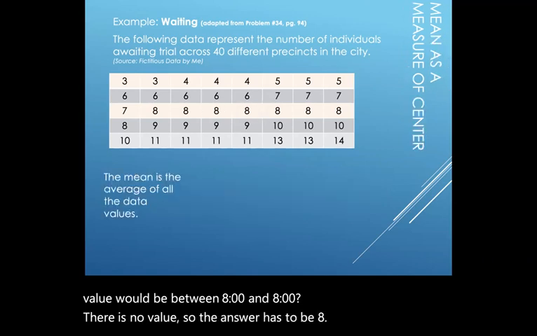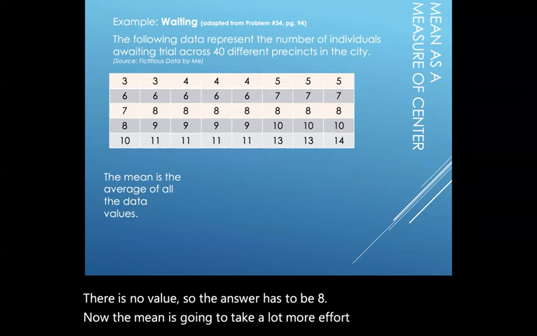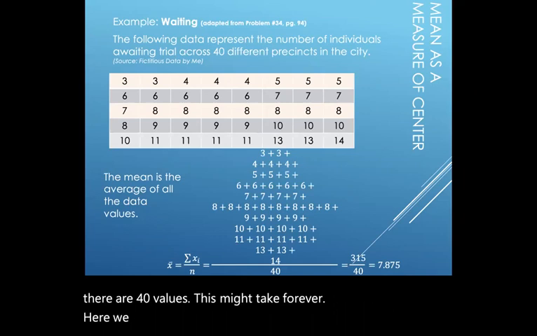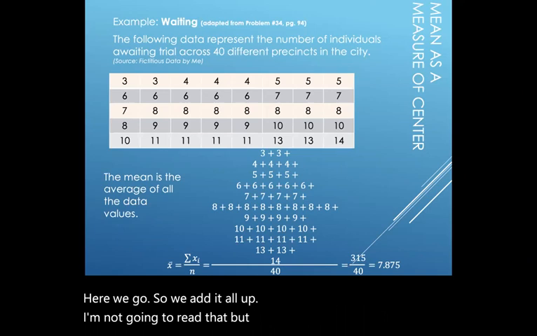Now the mean is going to take a lot more effort because now there are 40 values. So this might take forever. Here we go. So we add it all up. I'm not going to read that, but you know all 40 data values are on the top, all added together.